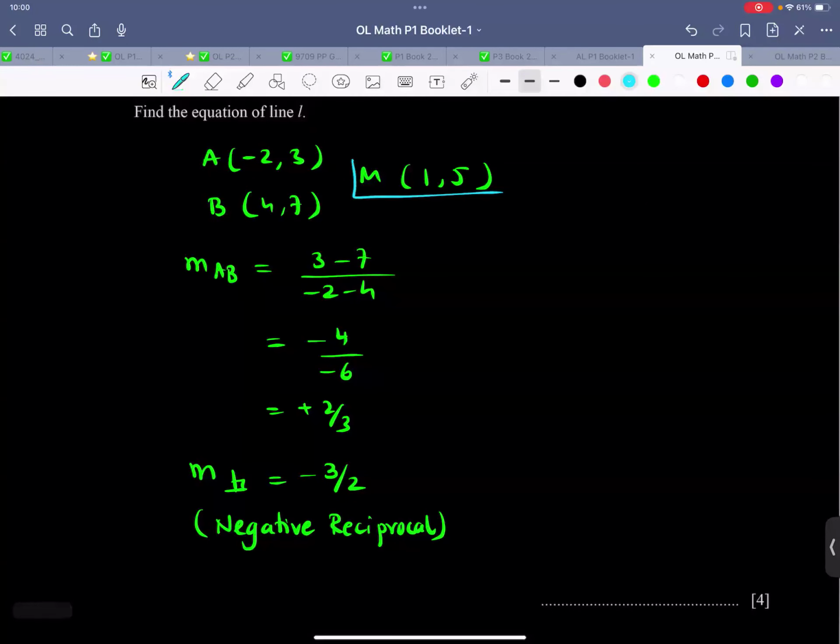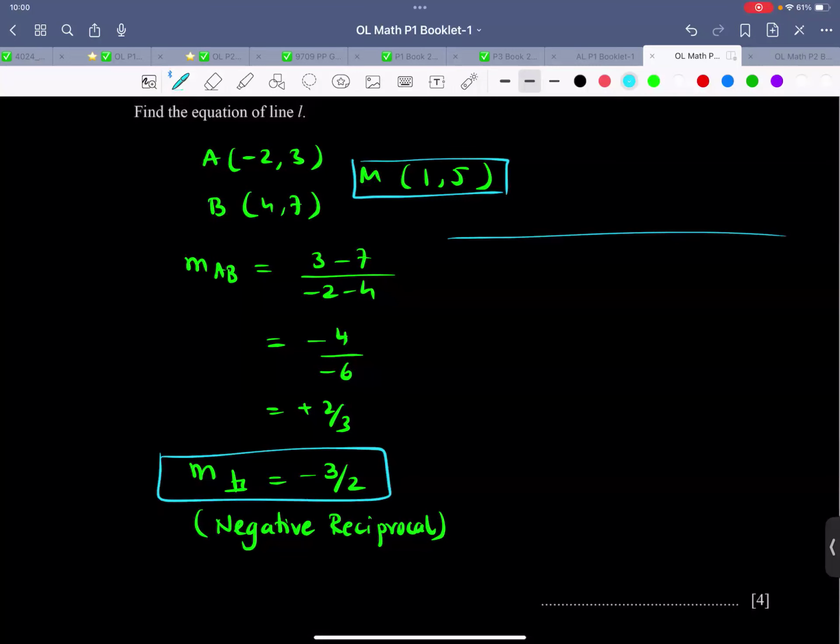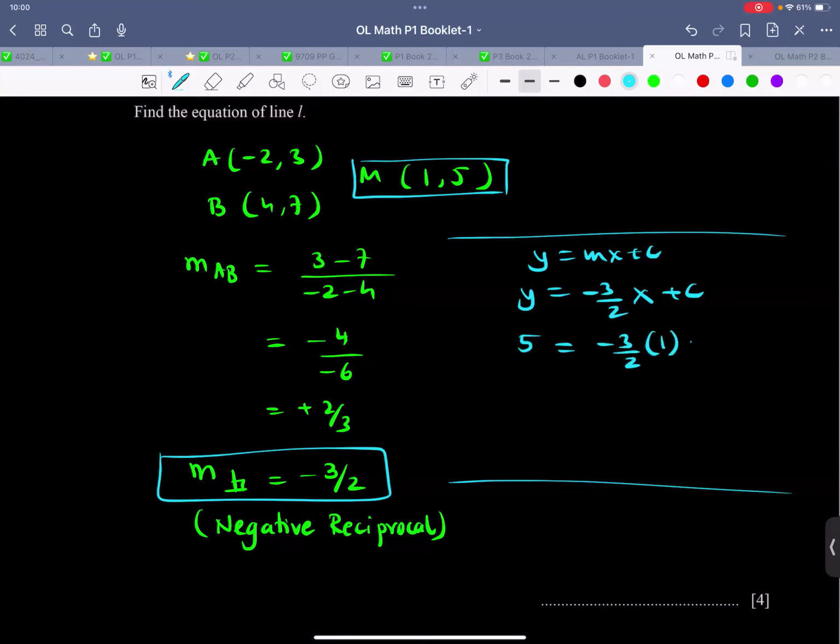So now we have M. We have this gradient. So now we will write y is equal to mx plus c. Y is equal to -3 over 2x plus c. Plug in 1 and 5. So 5 equals -3 over 2 into 1 plus c. 5 plus 3 over 2, that is 6.5. That is 13 over 2. So therefore, y is equal to -3 over 2x plus 13 over 2.